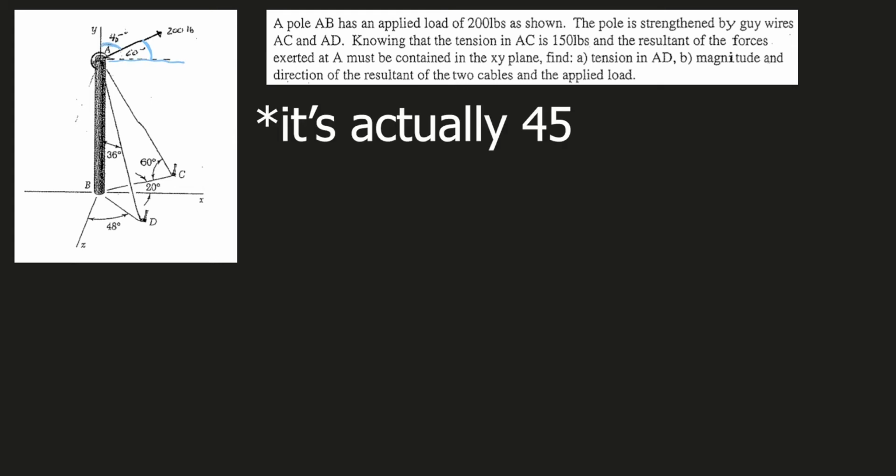The 60 here is my alpha. It's between the positive x-axis and my vector. This 40 degrees right here, that's going to be my beta, because it's between positive y and my vector. The only thing we're missing is gamma, the one between the positive z and the vector. So we can use this equation to solve for gamma.